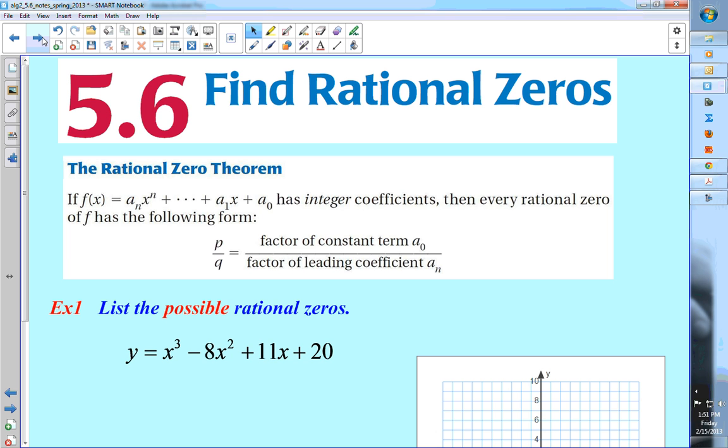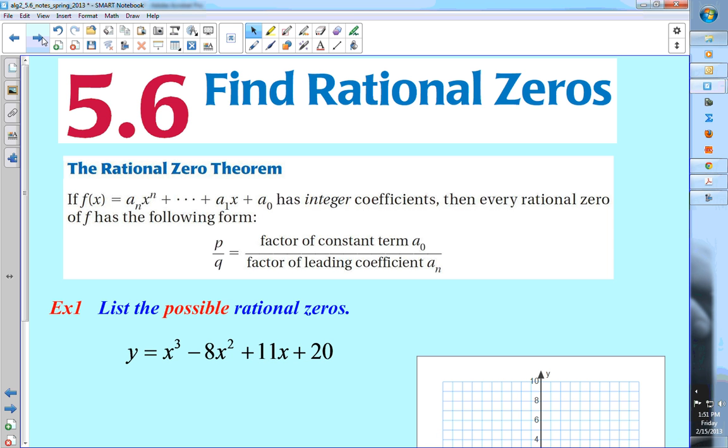Now, any polynomial written in descending order with integral coefficients, the degree n will tell you how many roots there are. The degree tells you how many roots there are.